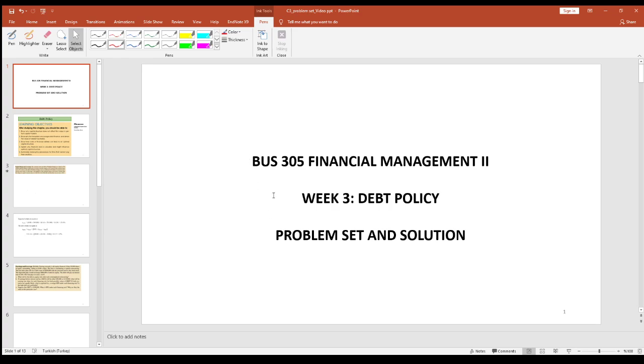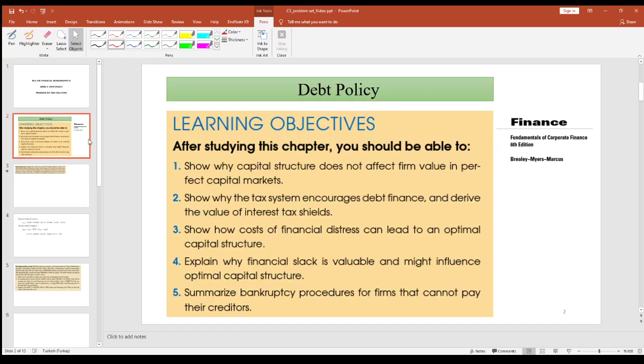In this tutorial, we are going to solve some problems for chapter 3, the week 3 chapter for the course Financial Management 2. In this chapter, we discussed debt policy and we had four learning objectives, if you remember. This chapter is from Fundamentals of Corporate Finance, 6th edition, written by Brealey, Myers, and Marcus.